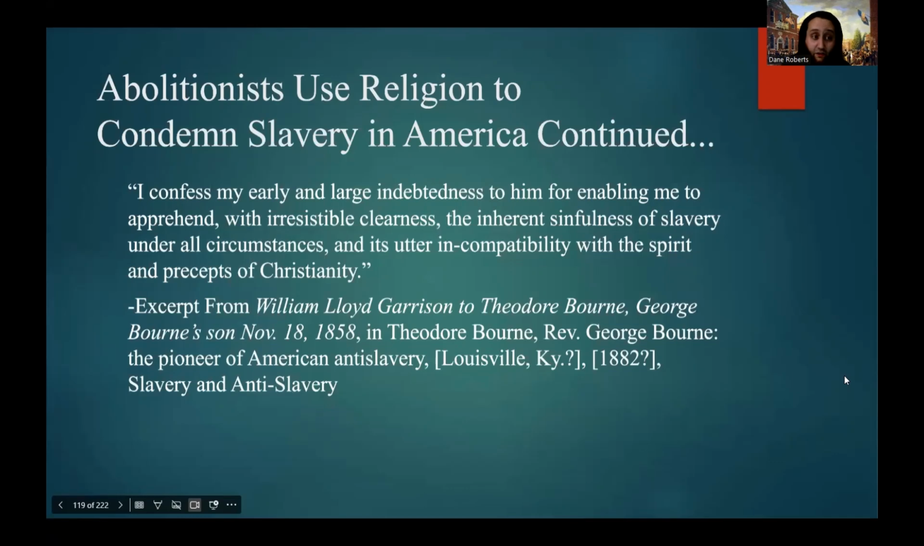And then the second source reads, "I confess my early and large indebtedness to him for enabling me to comprehend with irresistible clearness the inherent sinfulness of slavery under all circumstances and its utter incompatibility with the spirit and precepts of Christianity." And here's the source I got that excerpt from.